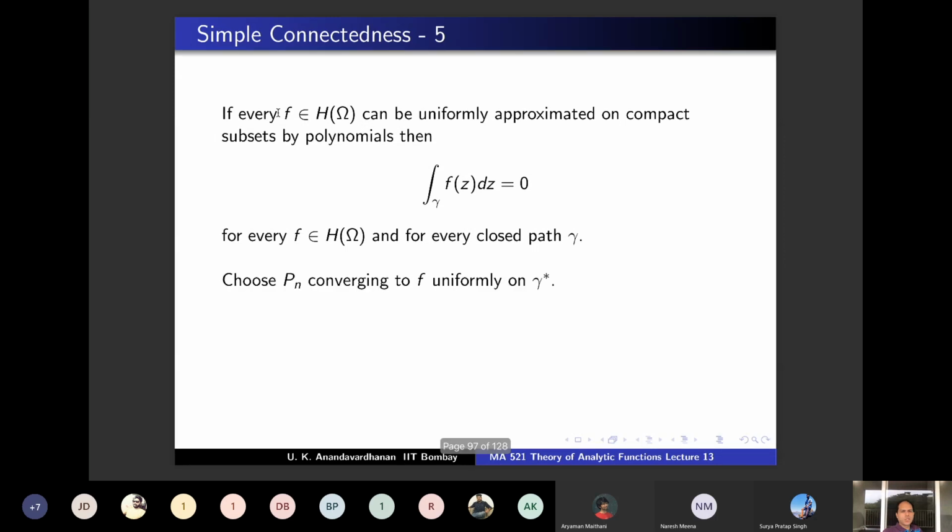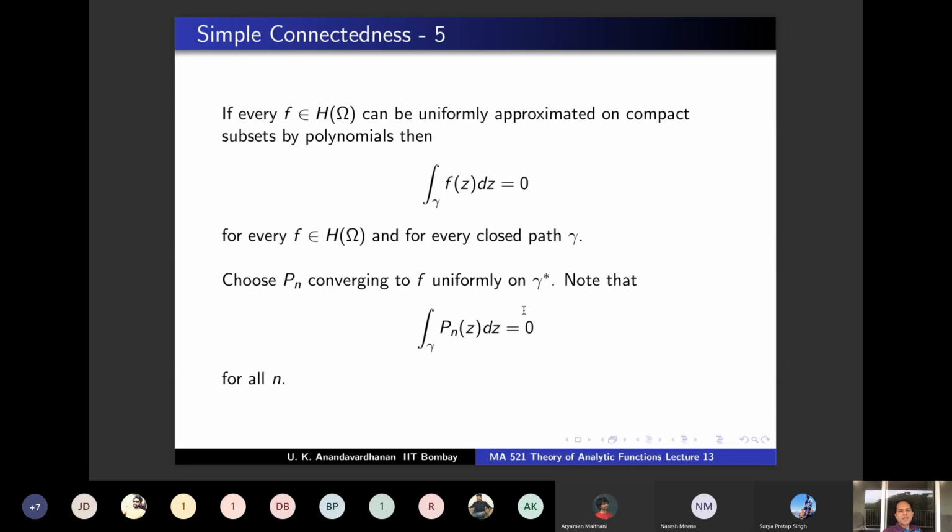That's easy, because what is given to us is that you can approximate by polynomials on compact sets. You give me a closed path gamma, take gamma star, that's a compact set. Given any holomorphic function f, it can be uniformly approximated by polynomials on gamma star. So take P_n converging to f uniformly on gamma star, and then because it's uniform convergence, the integral of f is the integral of the limit of P_n. The limit can be taken outside because of uniform convergence, so it is the limit of the integral of P_n.